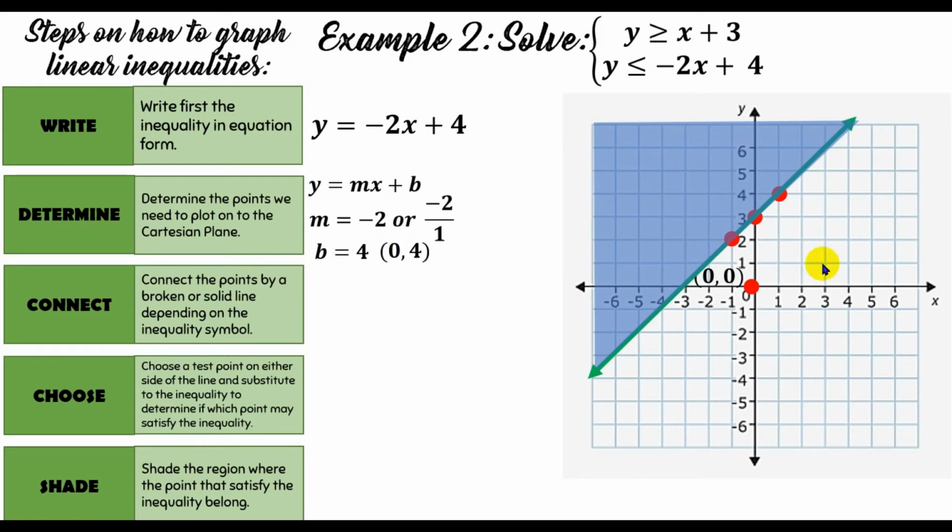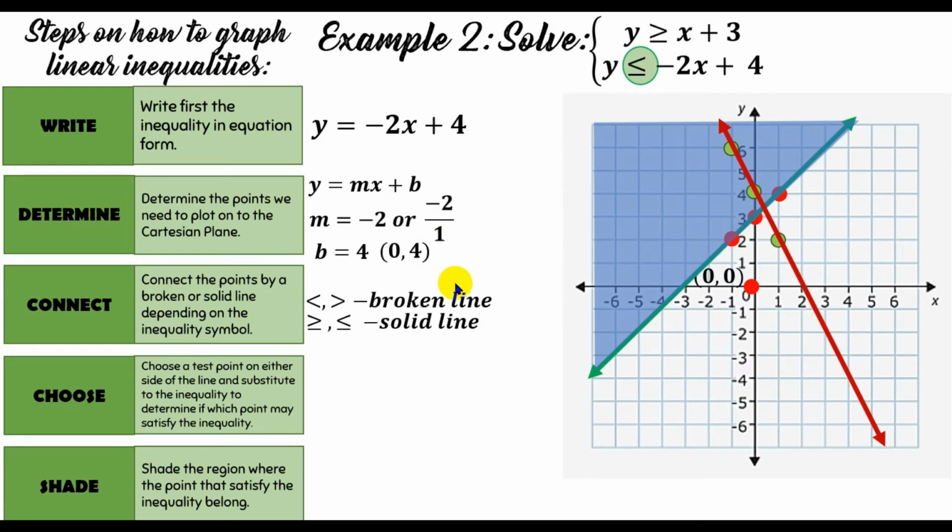So, ito po yung una nating ipa-plot, positive 4 of the y-axis. Then, from this point, we're going to count 2 units upward. So, 1, 2, and then 1 unit to the left. Bakit to the left? Kasi po negative yung slope natin. Or, you can also use 2 units downward and then 1 unit to the right. Okay? And, anong line yung dapat nating gamitin since ang atin pong inequality symbol dito ay less than or equal to, again, this is a solid line. So, we have to use a solid line for this linear inequality.